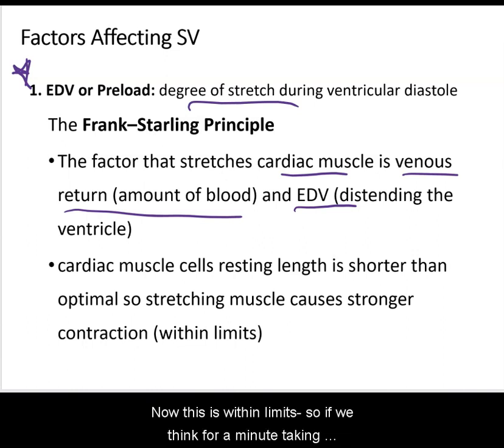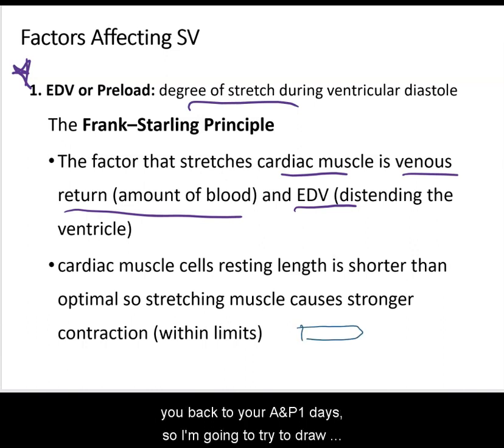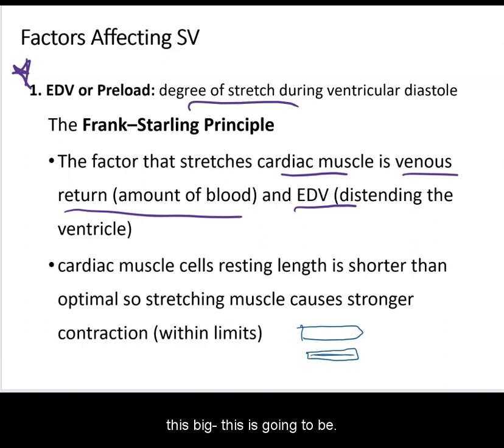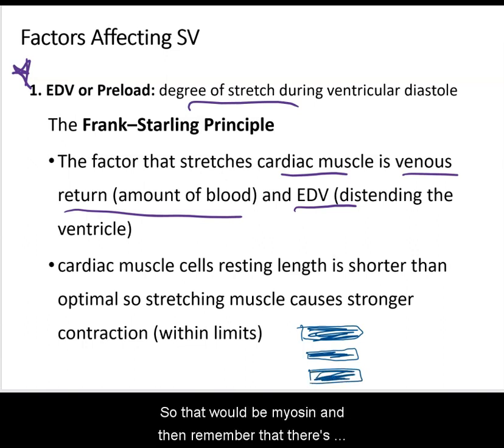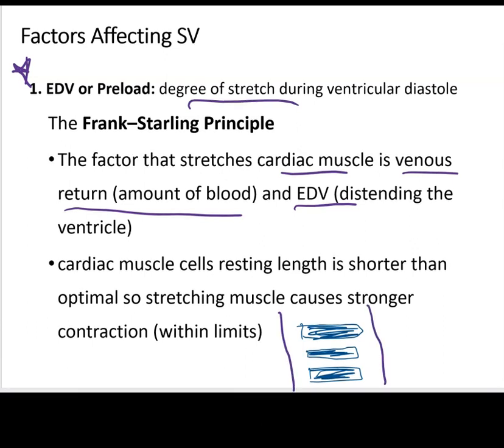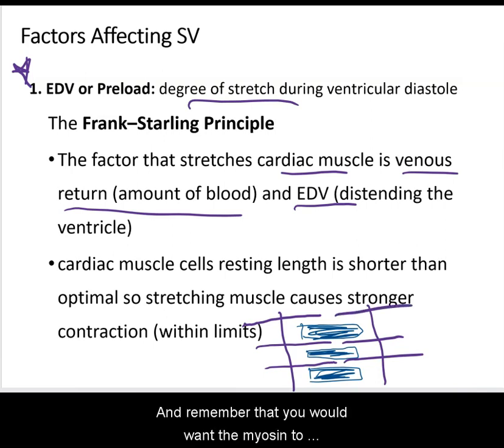So if we think for a minute, taking you back to your A&P 1 days, I'm going to try to draw this. This is going to be my thick muscle protein, right, so that would be myosin. And then remember that there's actin. So I'm going to draw this way first. I'm a little slow on the drawing. And remember that you would want the myosin to grab the actin and form those cross bridges.